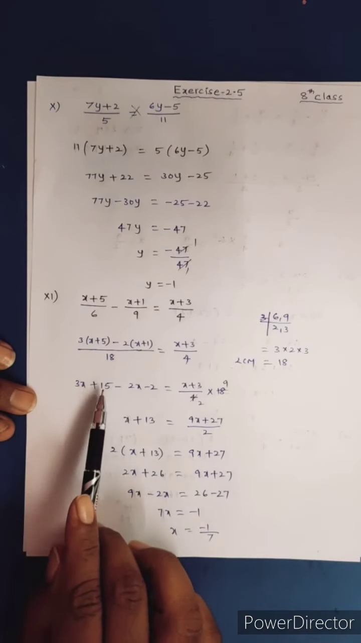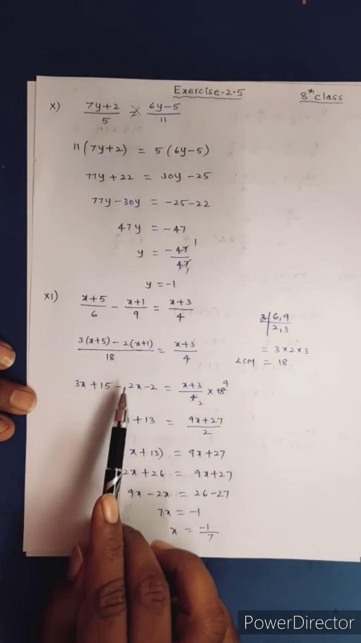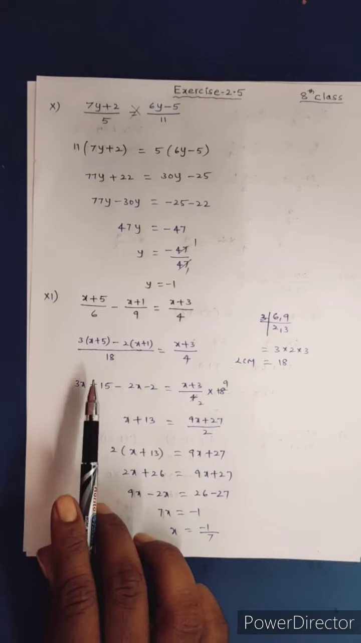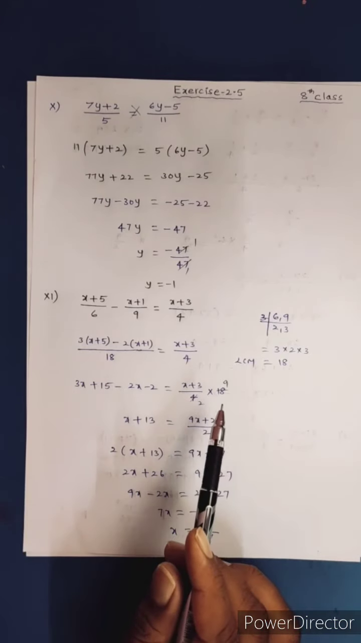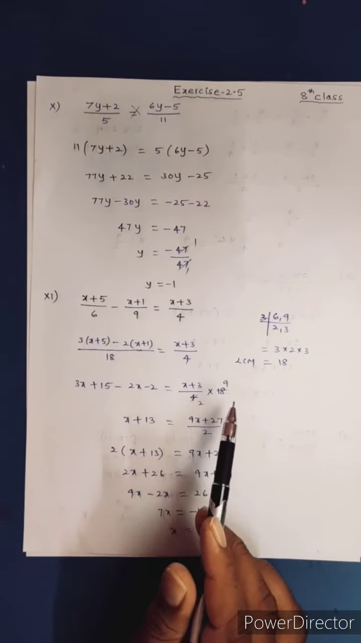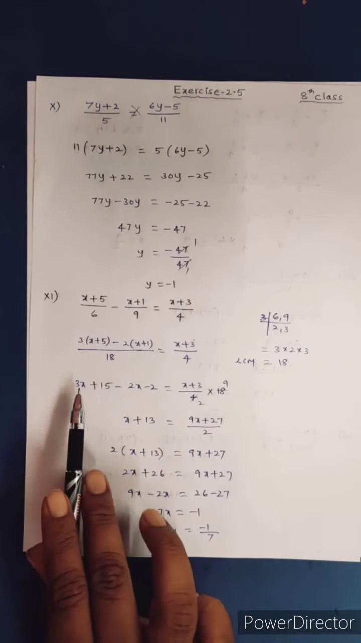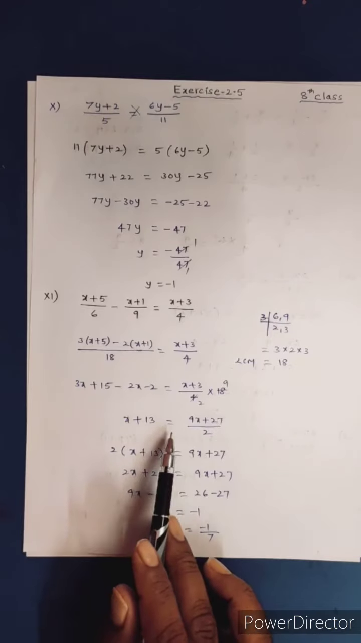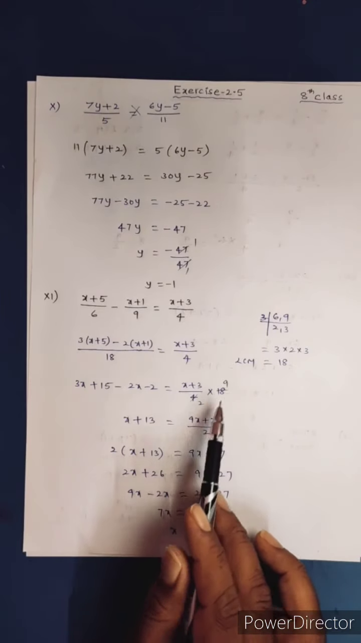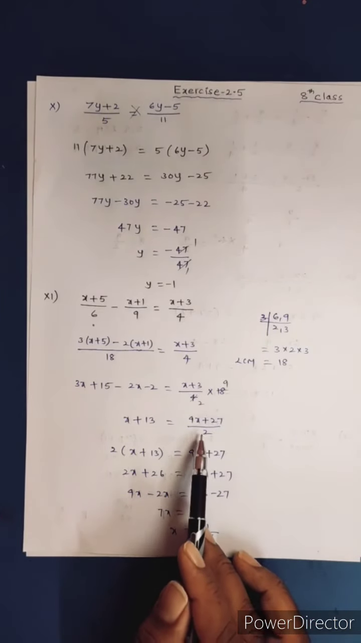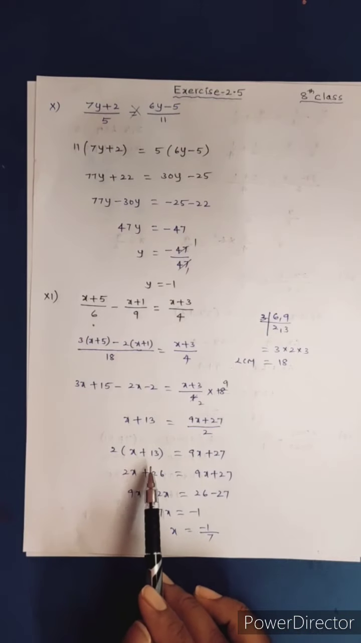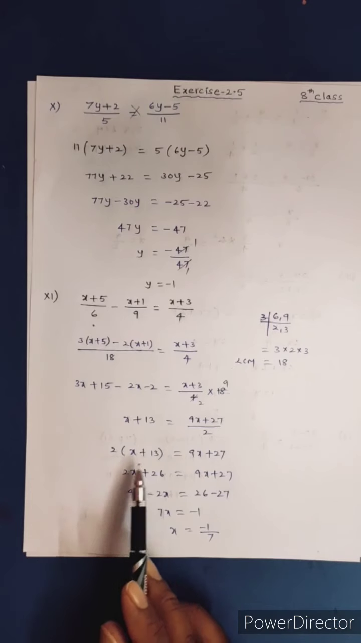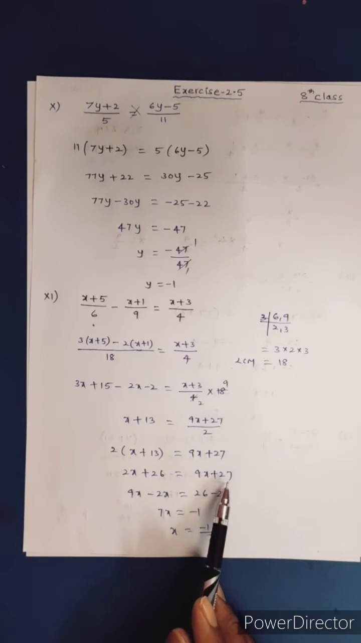3x plus 3 5s are 15, minus into plus minus 2 into x, 2x, minus into plus minus 2 1 is 2, is equal to, send this 18 is equal to that side. 2 2s are 4, 2 9s are 18. Now 3x minus 2x x, 15 minus 2 plus 13 is equal to 9 into x, 9x plus 9 3s are 27 by 2. Take this to this side. 2 of x plus 13 is equal to 9x plus 27. 2 into x 2x plus 13 2s are 26 is equal to 9x plus 27.